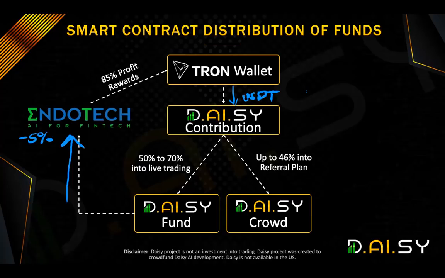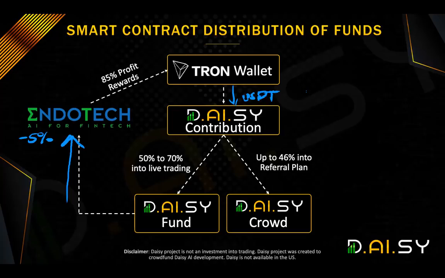So if you had $50 going into trading with Endotech, well, you already lost 5%. And that's just because the value of Tron has gone down. Whereas now, because it's on USDT, which is a stable coin, it cannot change. So that is the main reason of the switch over.